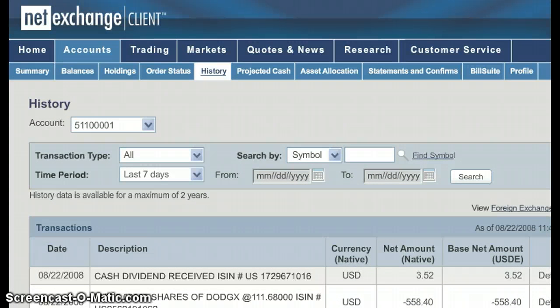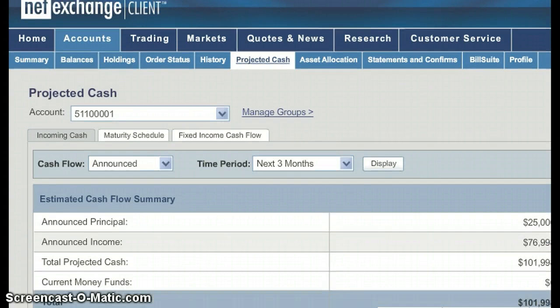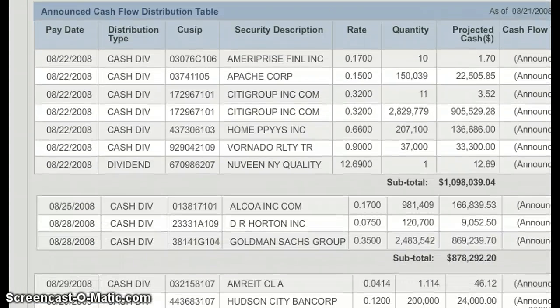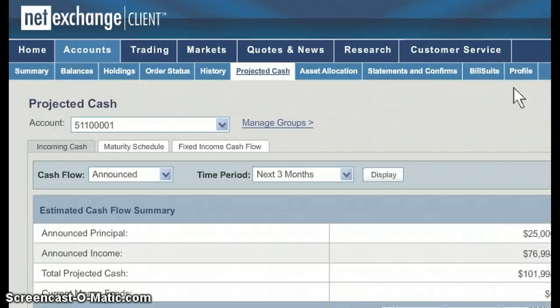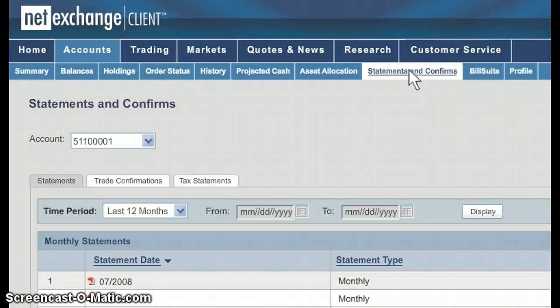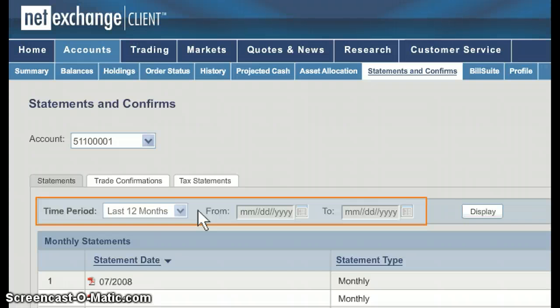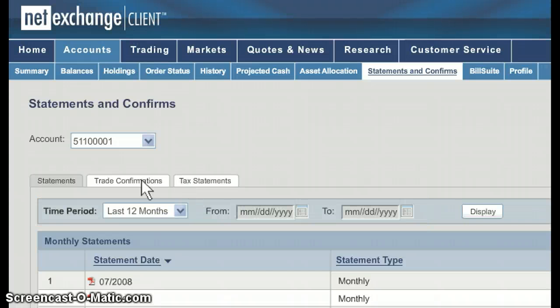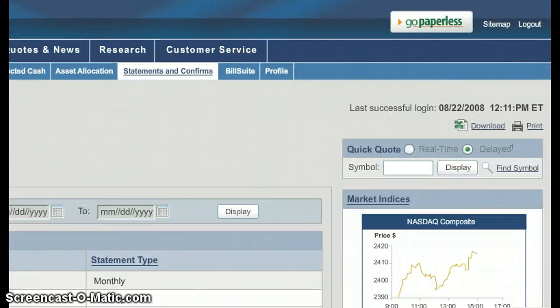You can also look at the projected cash for all of your accounts, both your equity and fixed income positions. Then there's Bill Suite, which allows you to pay bills directly from your brokerage account. On the Statements and Confirms tab, you can review up to 10 years of account statements, 7 years of tax documents, and 3 years of trade confirmations. You can also enroll for paperless statements and trade confirmations by clicking on the Go Paperless button at the top of the screen.